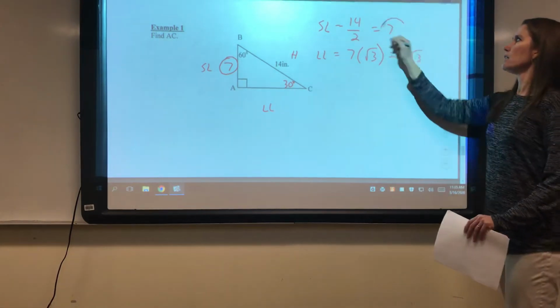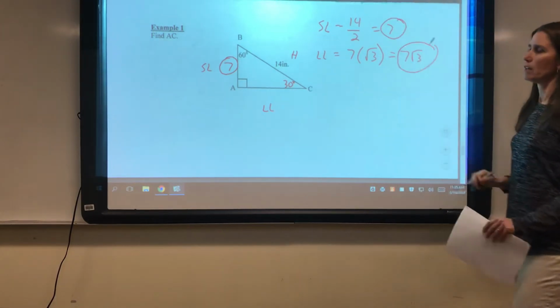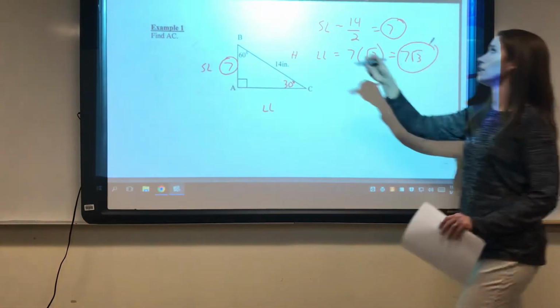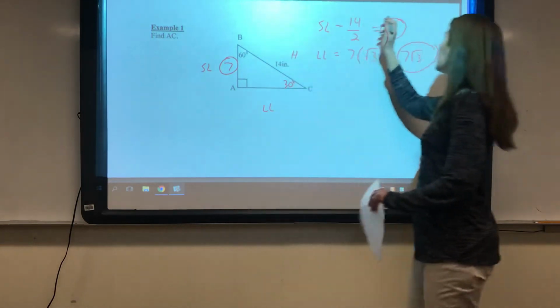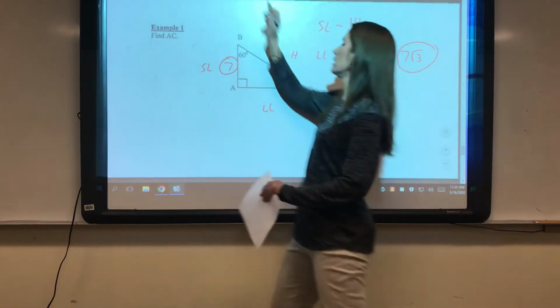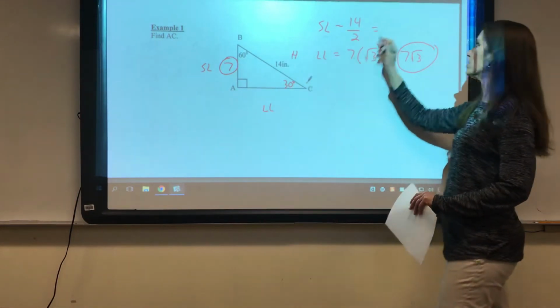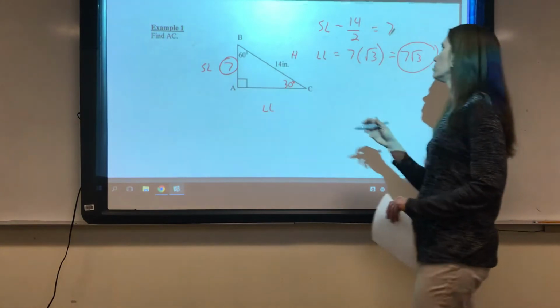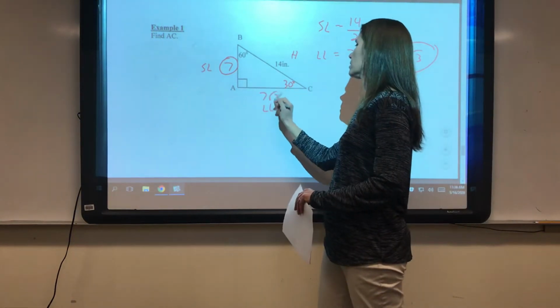All right, and then these are the 2 answers. Actually, they're just asking this time for AC, so I really didn't need to circle the 7. But again, what I pointed out to begin with is that I could not go straight from the hypotenuse to the long leg. I had to find the short leg first and then transfer that to the long leg. Okay.